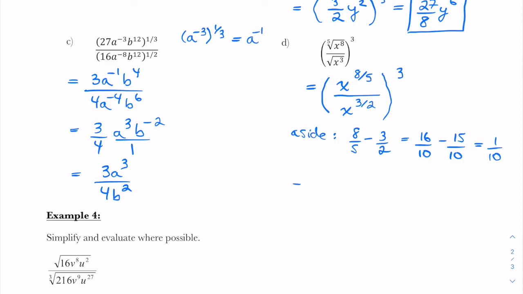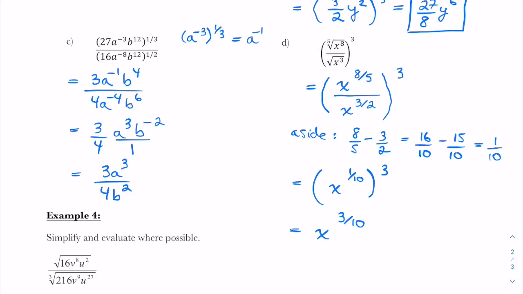Going back to the main problem now, inside of the brackets we have x to the exponent of 1 over 10, all raised to the exponent 3. And finally, we use our power of a power rule. We multiply the exponents to get x to the exponent of 3 over 10. That'll be your simplified final answer.